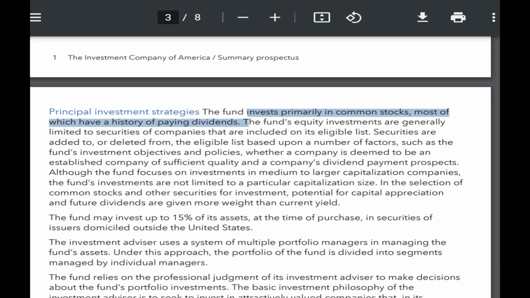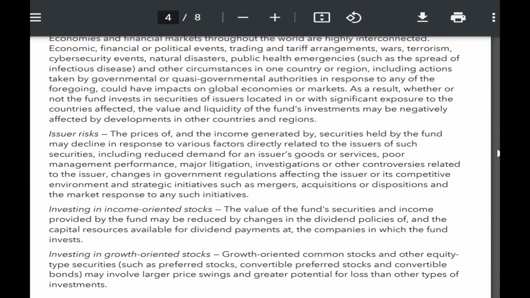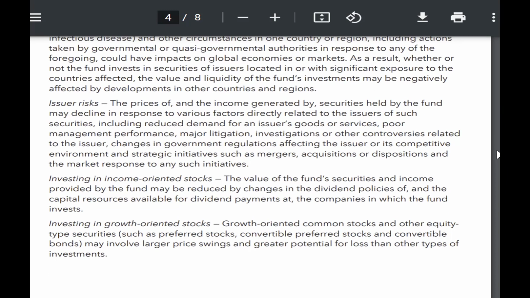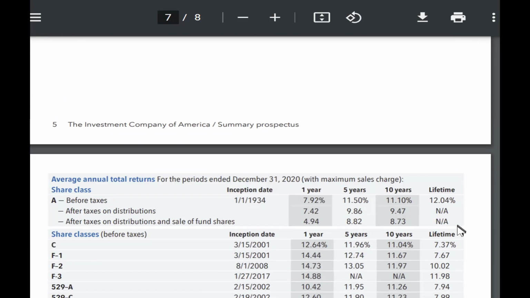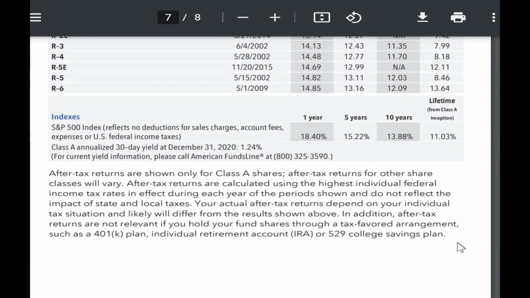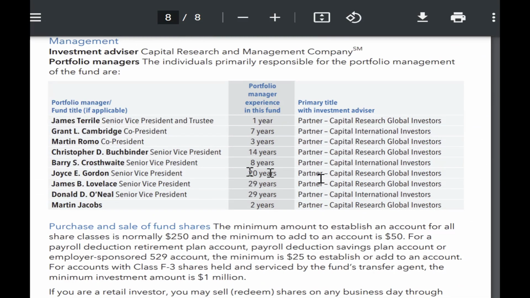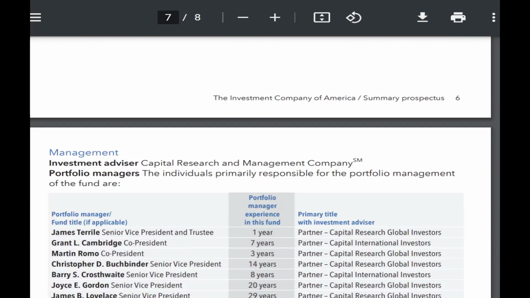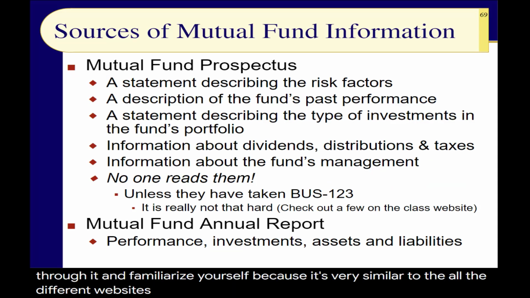So I know it's too much information, and it's all in very small letters, and it's very hard to read. But we want you to at least slog through one or two of them, and actually two of them at the very least. And then once you get to the end, you can start realizing that it's really scary stuff that only CPAs are interested in. But do your best to walk through. Here are the people who run the fund. So do your best to skim through it and familiarize yourself, because it's very similar to all the different websites you go to, and click here to say you've looked at the terms.